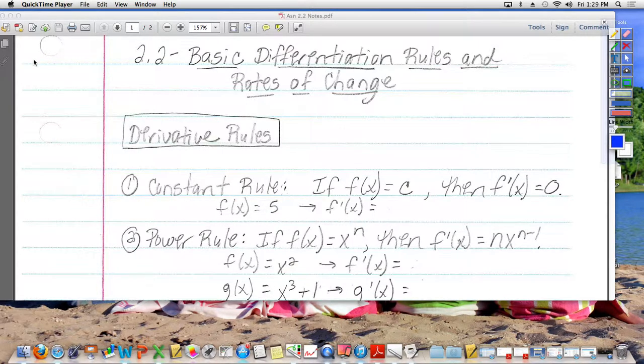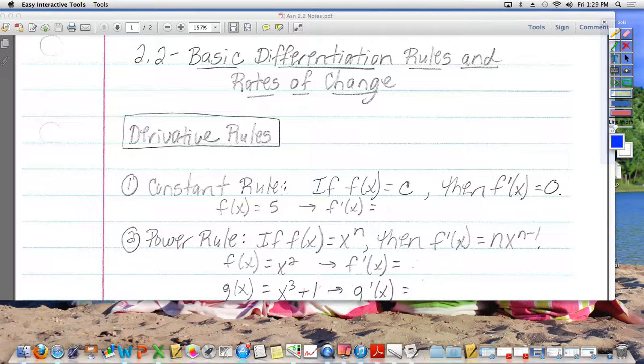This is section 2.2 on the basic derivative rules and rates of change. Like I said before, this is going to be the beginning of some rules that I'm going to teach you about how to find derivatives much quicker than replacing the x's with x plus the change of x and going through that whole limit process that we've been doing. Not that that's not valuable, that's actually what you're doing, but these are just some of the shortcuts that you can use. All right, so the first derivative rule is called the constant rule.